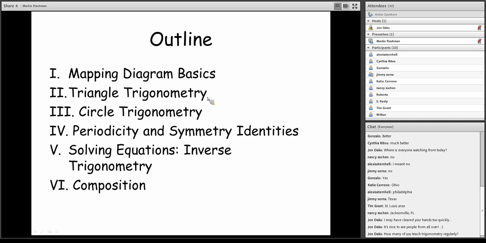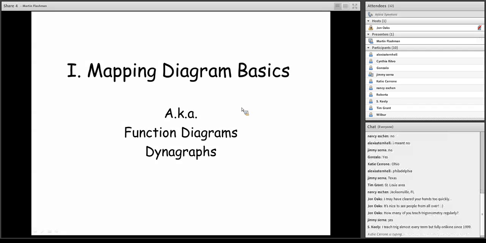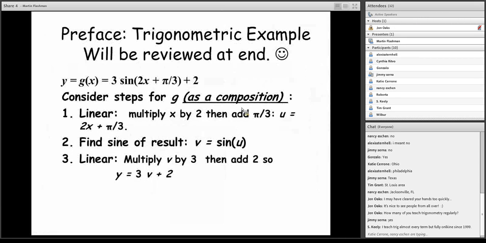So, mapping diagrams, also known as function diagrams, and there's been some recent use of the word dynagraphs to discuss these functions.